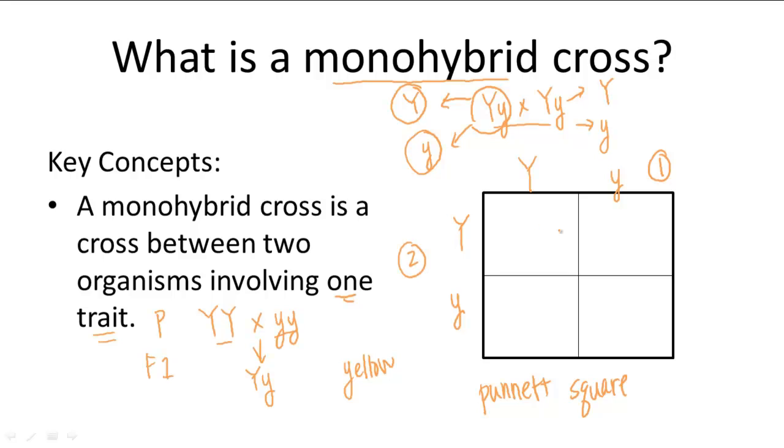And now you can simply fill out your Punnett square. You have in the first quadrant big Y, big Y. In the second and third quadrant you have big Y, little y. And in the fourth quadrant you have little y, little y.